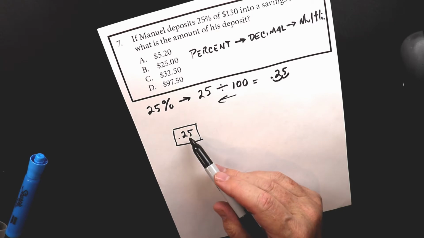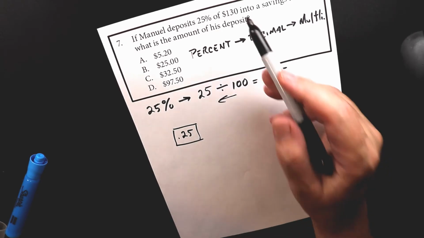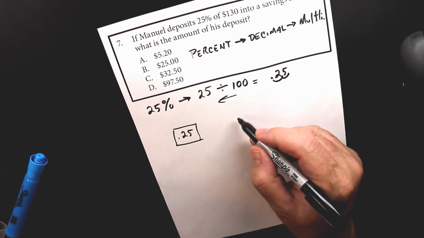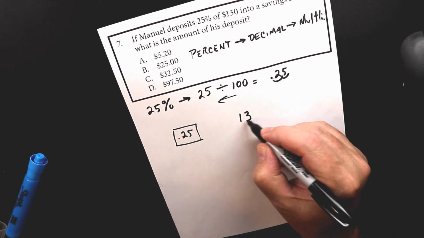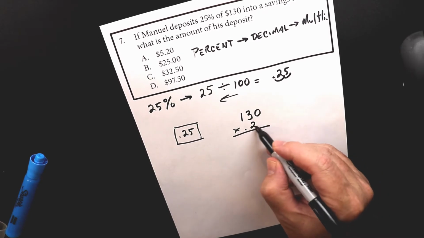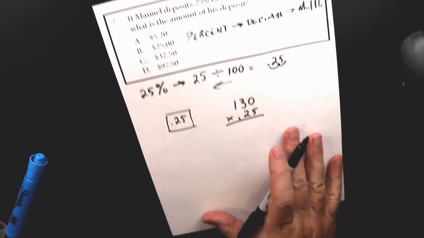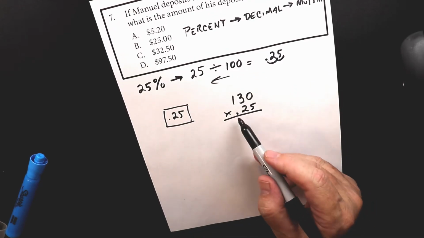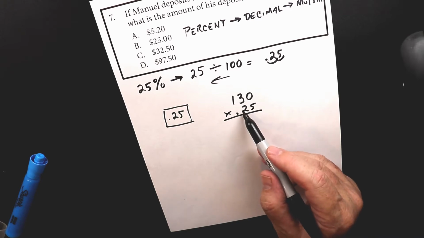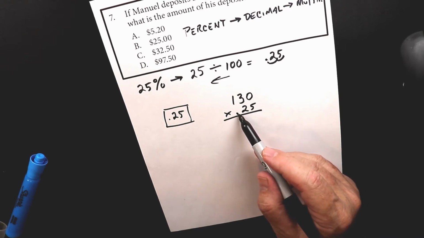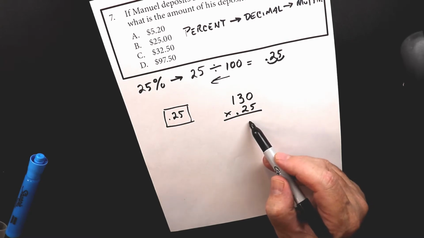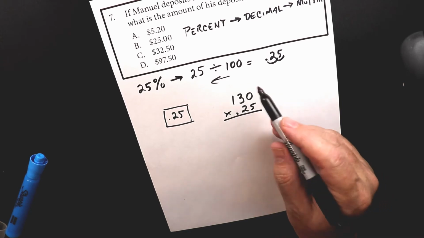Now the next thing we want to do is take this number and multiply it by $130. So watch this. We have 130 times 0.25. Now we're going to do a review. When you're multiplying by a decimal, you count how many spaces are to the right of the decimal, so 1, 2, and then whatever total you get, you move it to the left 2 spaces. So I'll show you how to do that.